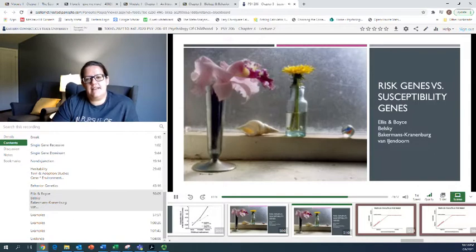And so now we're going to get into the idea of susceptibility genes. And the first people to, I think, really write about this compellingly were Boyce and Ellis there.